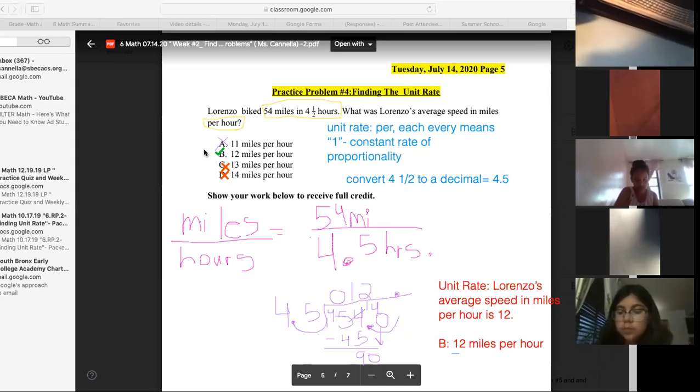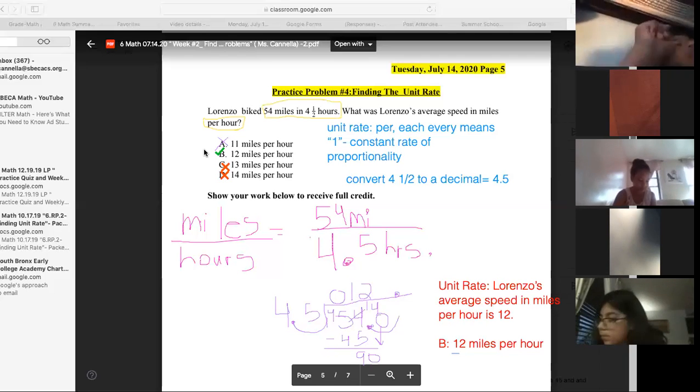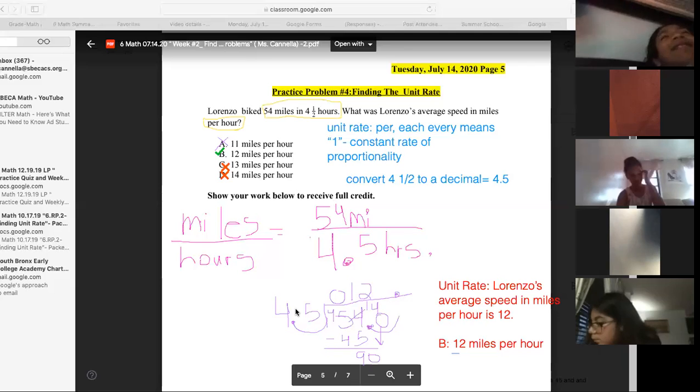Yeah, can you slow down a bit? Sure, I'm sorry. Sorry, Leilani, I didn't realize I was going fast, okay? So Lorenzo's average speed in miles per hour is 12 miles per hour, which is choice B as in boy. Because 12 times 4.5 is 54, folks. All right.